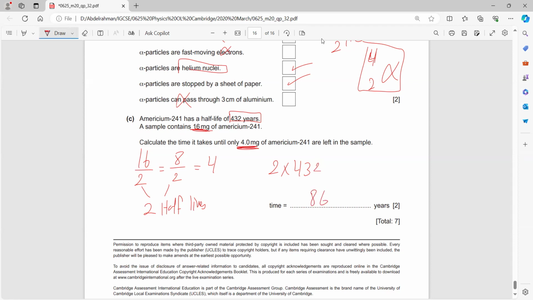Quite simple. Again, what did I do? I kept on dividing by 2 until I found the final mass remaining. 16 divided by 2 twice meant I did 2 half-lives. Each half-life was 432 years long. 432 times 2 is 864 years. This is correct.